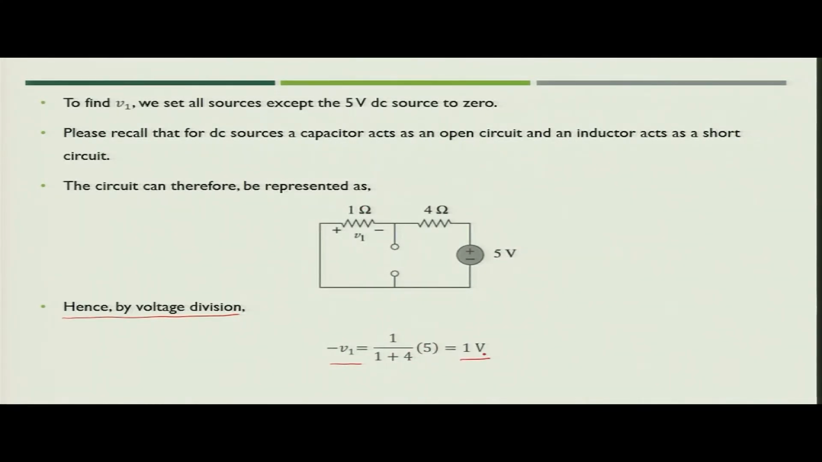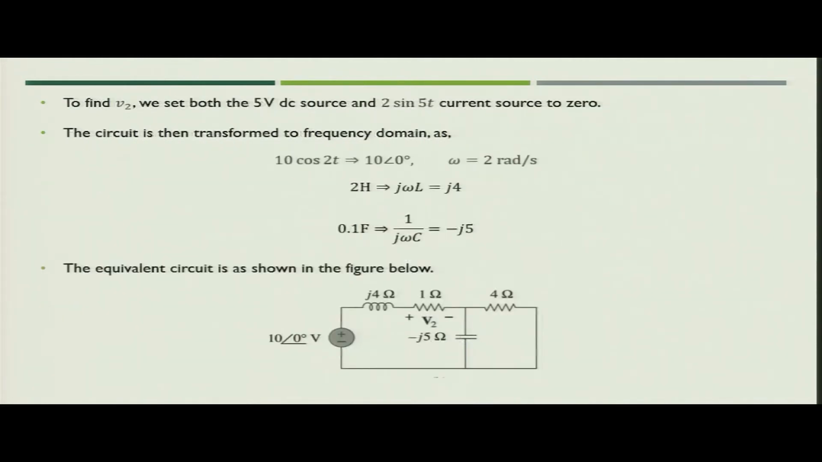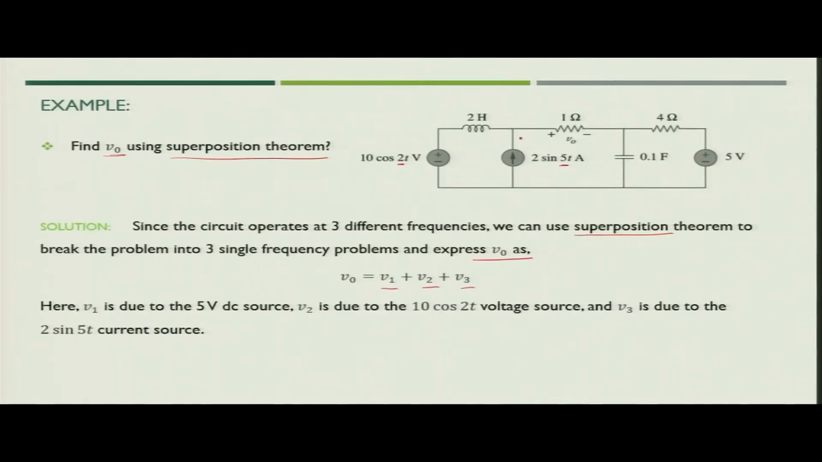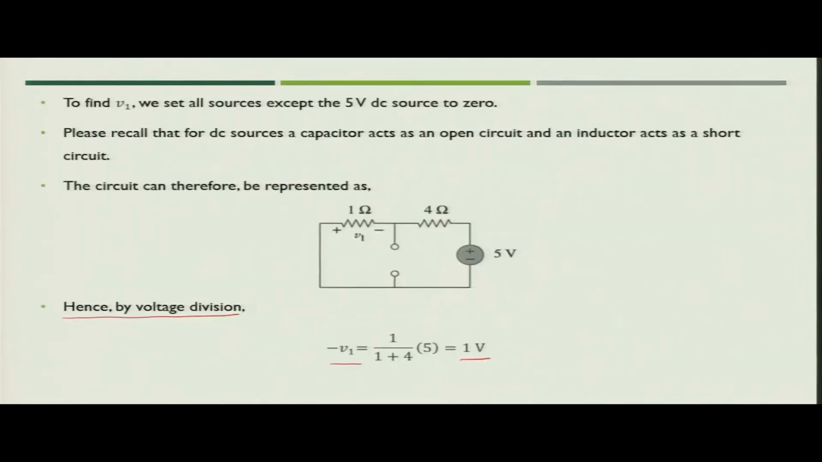So, minus V1 you get as 1 volt, that is V1 is equal to minus 1 volt. Now, the second case is that in case of V2 we will set 5 volt DC source and the 2 sin 5t current source to 0. So, that means if you see the figure, this is 0 and this is again 0. So, now this will be short circuited, this will be open circuited. So, in that case what will be the modified circuit?